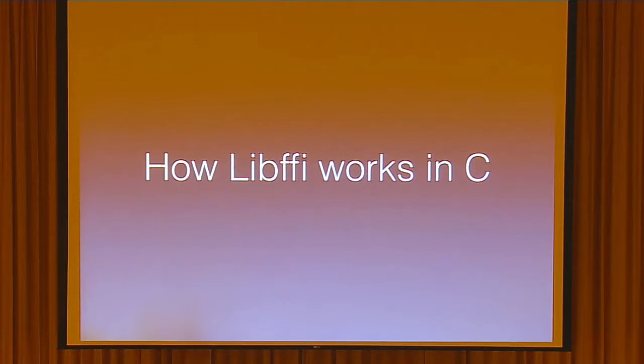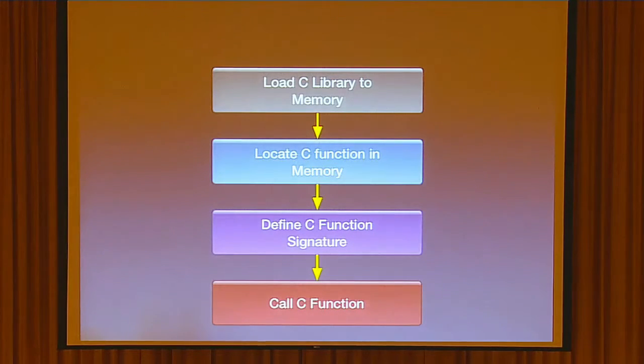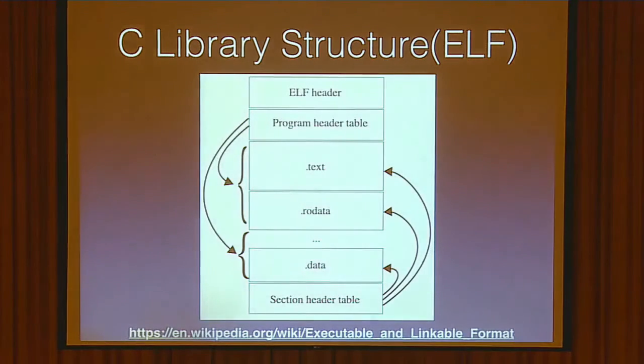Because the FFI gem is a wrapper around libFFI, how does libFFI work in C? The next section will contain some C code and some computer architecture. We have to load the C library into memory, then locate the function in memory, and define its signature, and then call it. So how does a C library look in memory?